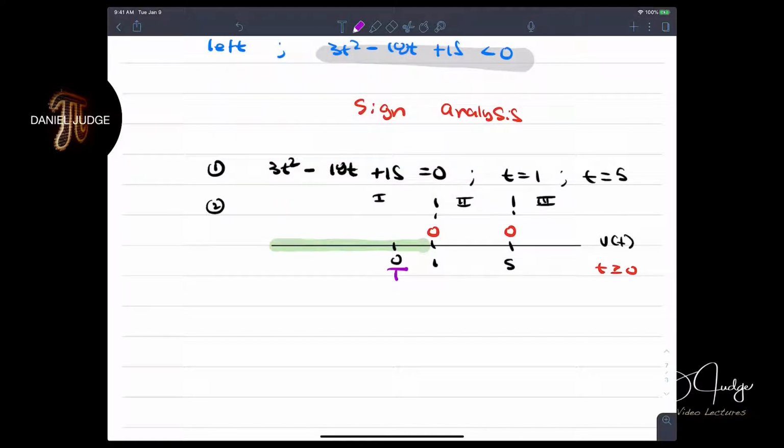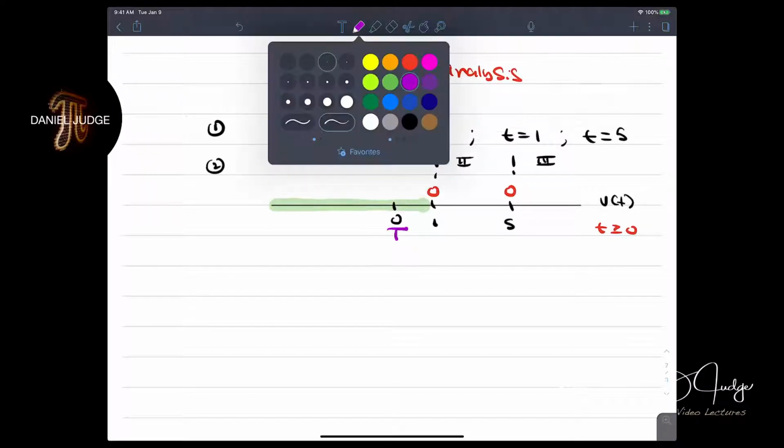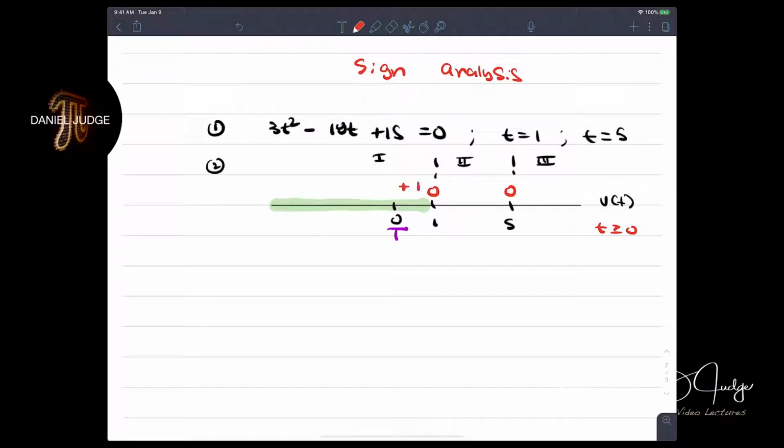So when t is 0, ladies and gentlemen, what do you notice? This is 3 times 0 squared minus 18 times 0 plus 15. Okay, this one's simple. When you have 0, you know the answer is 15. We don't care, ladies and gentlemen, about the value. We only care about the sign. So region 1's positive. That's my point.